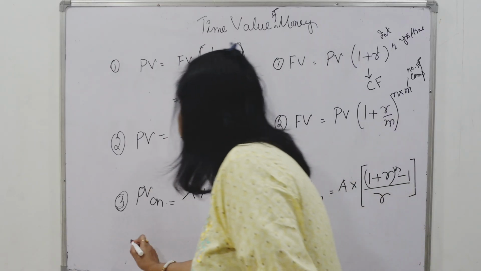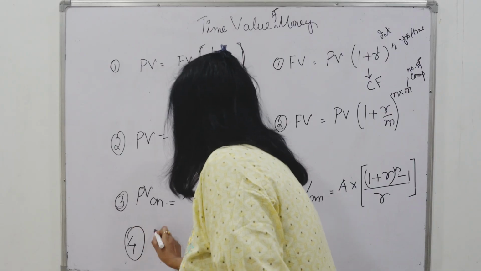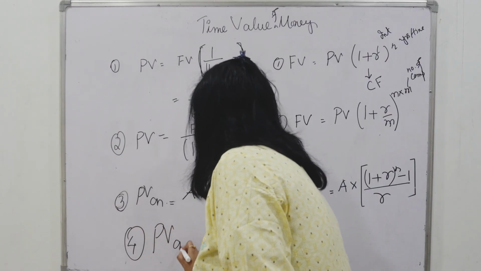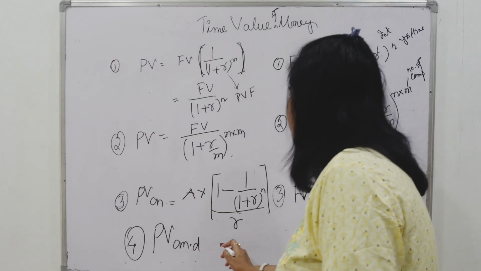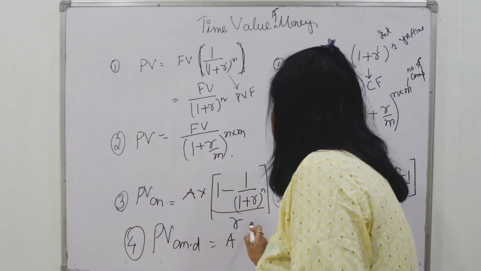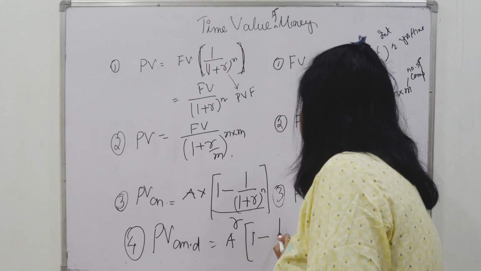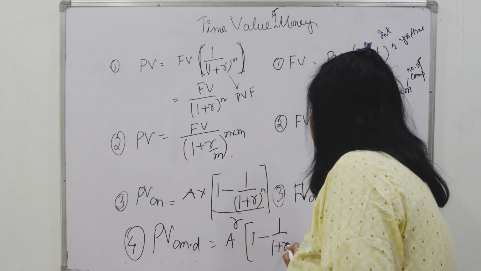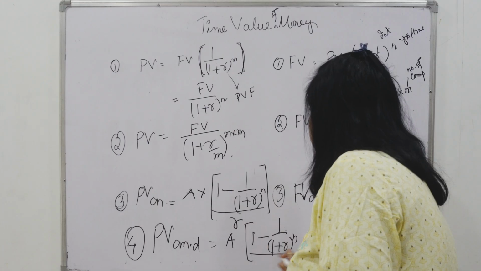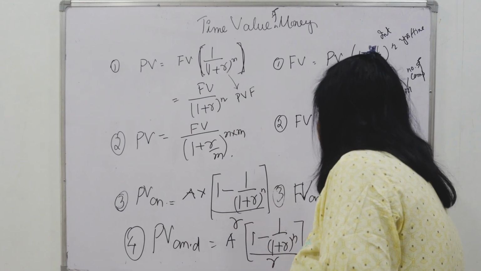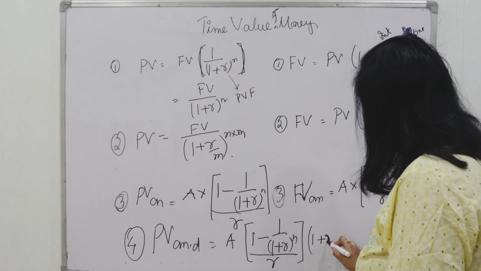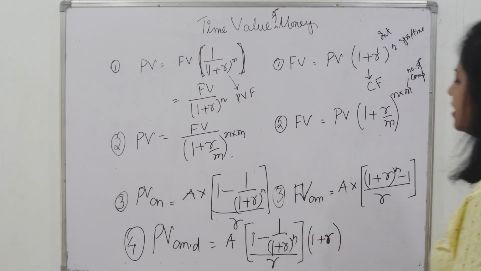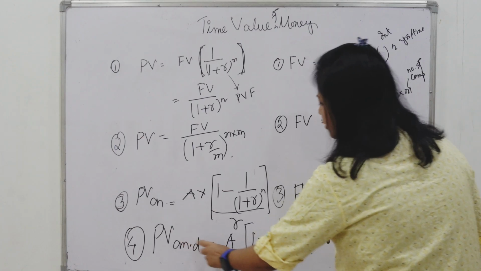So that means in the formula there is a little change. I will say present value of annuity due is equal to annuity into the same formula, 1 minus 1 by 1 plus r to the power n, whole thing divided by r, and just you have to write 1 plus r. So this is the present value of annuity due.